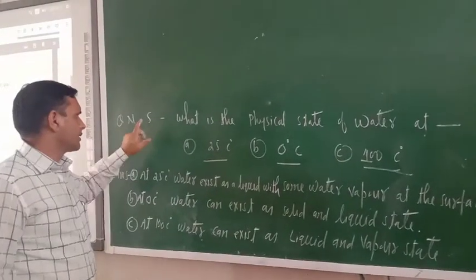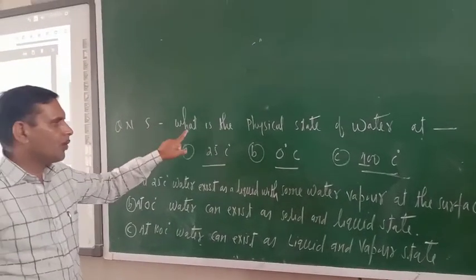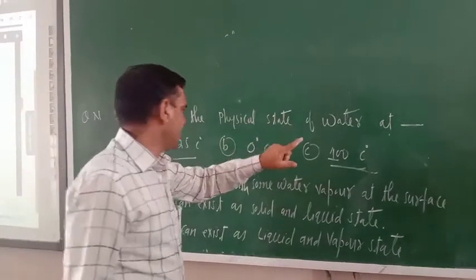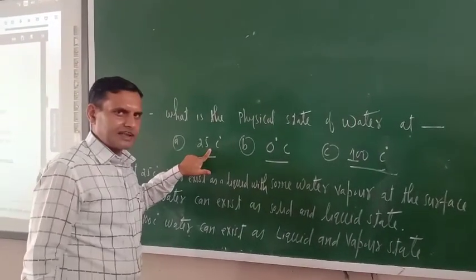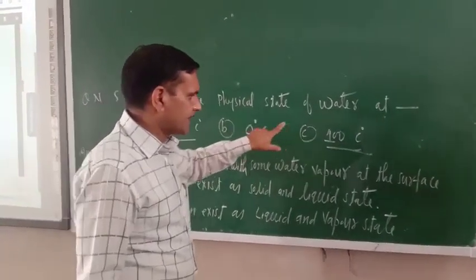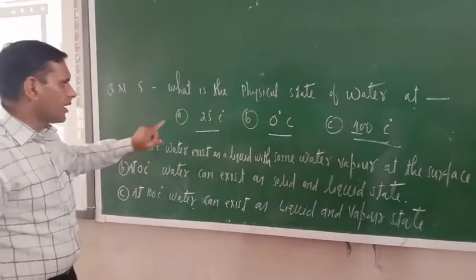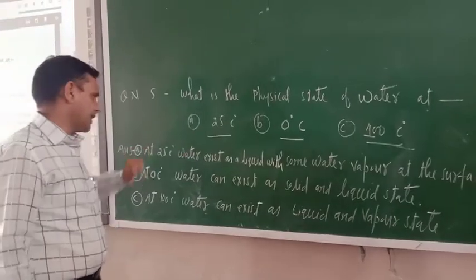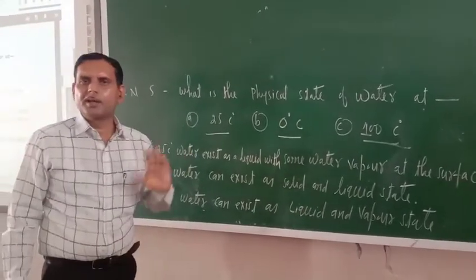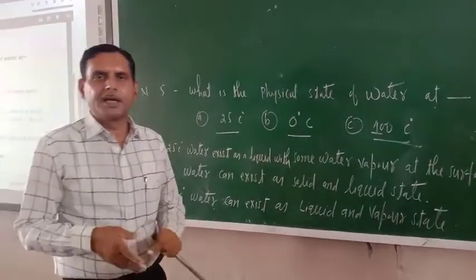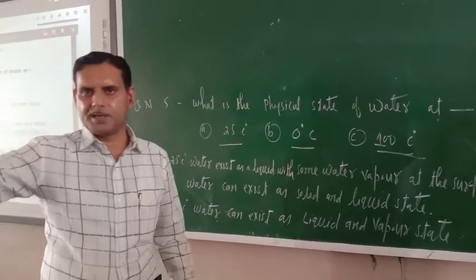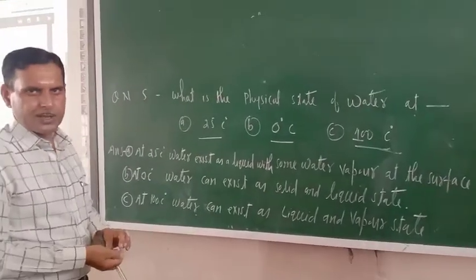Yes. So question number 5 is, what is the physical state of water at 25 degrees Celsius, 0 degrees Celsius and 100 degrees Celsius? Don't worry, I will explain one by one. A, 25 degrees Celsius. Just try to understand. 25 degrees Celsius means it is near about room temperature.